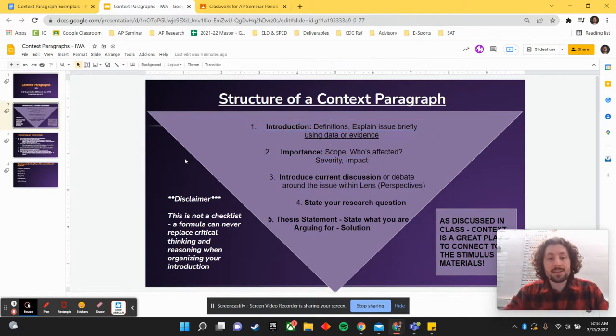And as we talked about last week, we want to talk about scope. So how large is the problem? Severity. How severe is the problem? Who's affected by the problem and impacted by the problem? And that's a great opportunity for you to cite some research or cite some of your sources to show the effect or show the impact. So within the first three sentences, we want to introduce our topic broadly and then make sure that we are showing the importance, severity, scope, and impact if possible.